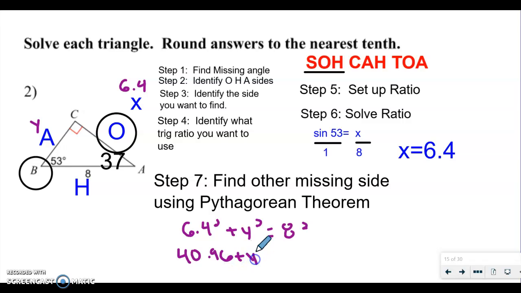40.96 plus y squared equals 64. Y squared is going to be 23.04. So you get y to be 4.8. Okay. All right. So your job, guys, is I'm going to give you a question. I'm going to ask you to kind of follow this plan to find some missing angles and sides.